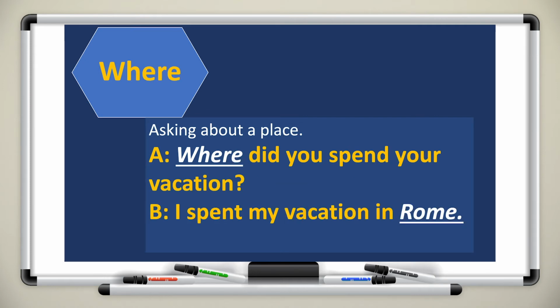Where is about asking about a place. For example, where did you spend your vacation? In the answer, I should imply a place. I spent my vacation in Rome. So Rome is the place I'm asking about, or someone asked me about.